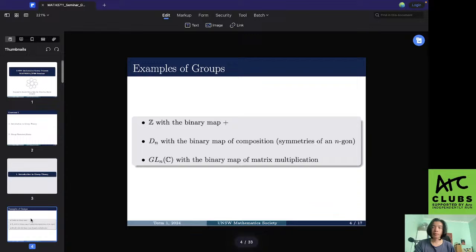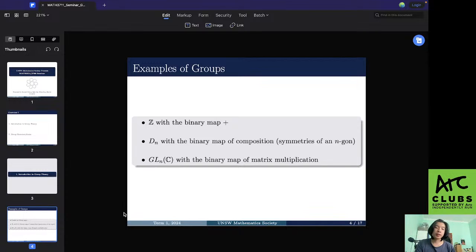So, I think it would be pretty good to start with some examples of groups. Some examples that we have are, for example, the integers with addition, right? So we can add 0 and 1, we'll get 1, 1 and 2, we'll get 3, right? We also have things like rotations with a mapping of composition. And maybe we have something like invertible matrices and we can multiply them together.